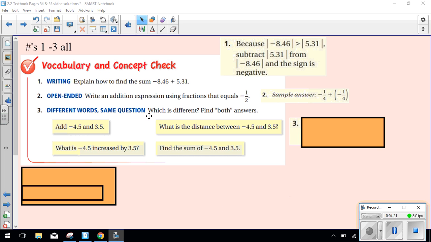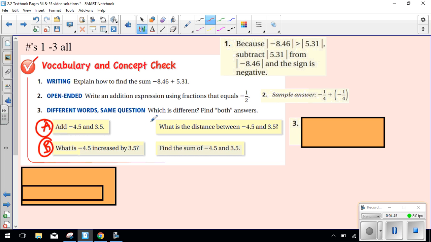So for this example, we're asked which one is different and find both answers. So one of them is different. That means the other 3 are the same. So what I like to do for this one is go through and solve them all. And there is going to be one that's going to stand out. So this one's saying add -4.5. I'm going to number these or letter them A, B, C, and D.